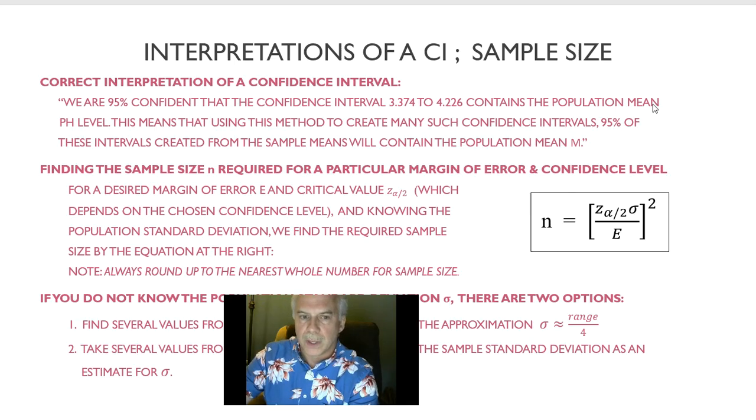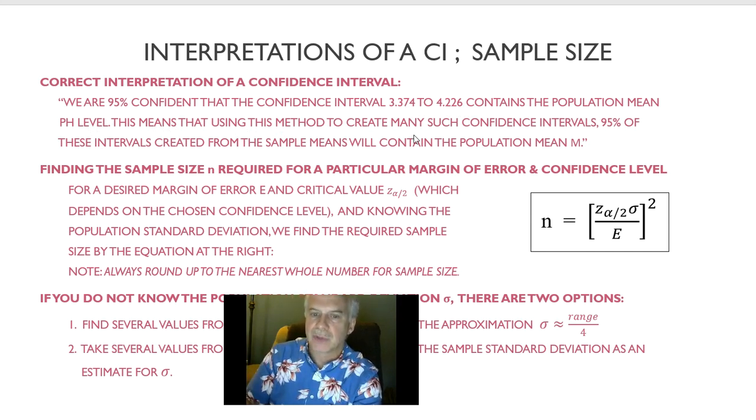All right, so what are the interpretations of a confidence interval? Well, in terms of a confidence interval for a mean, on that last confidence interval we did, we could write, we are 95% confident that the confidence interval from the low end to the upper end, 3.374 to 4.226, contains the population mean pH level. This means that using this method to create many such confidence intervals, 95% of these intervals created from the sample means will contain the population mean mu.